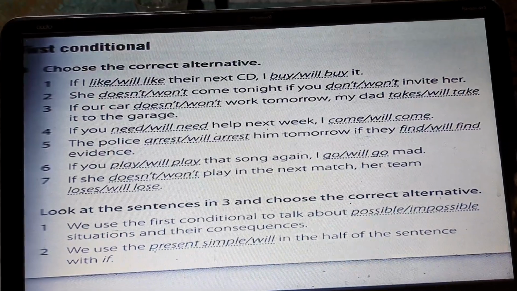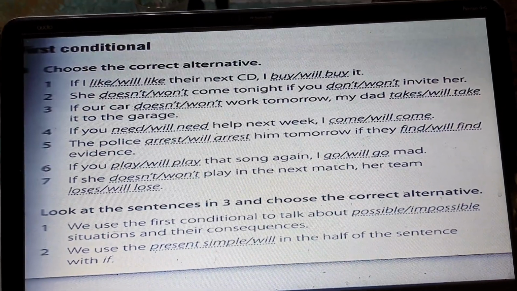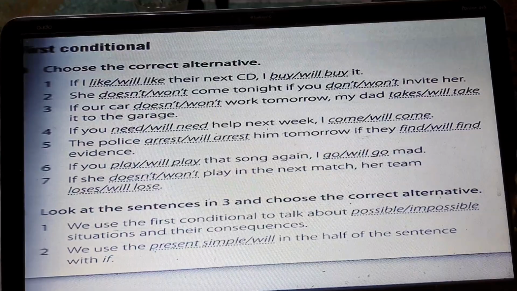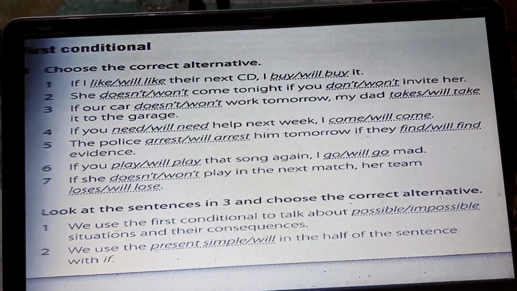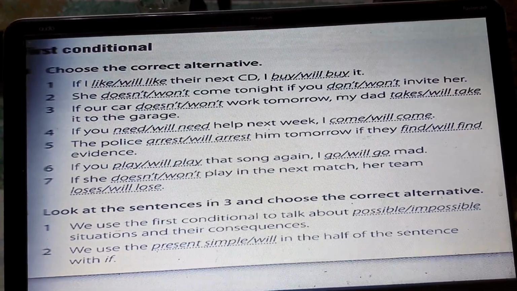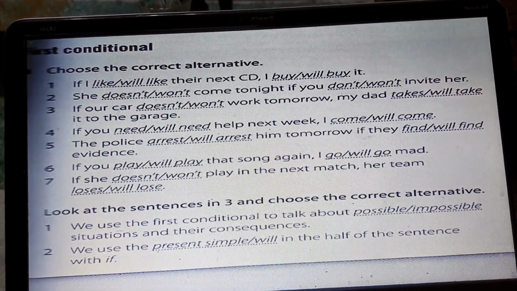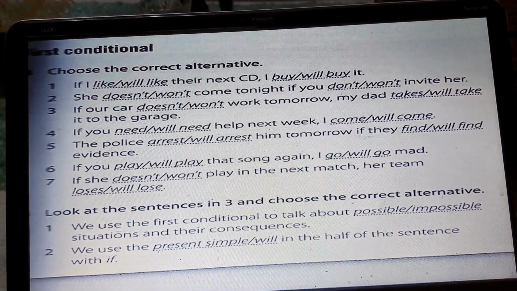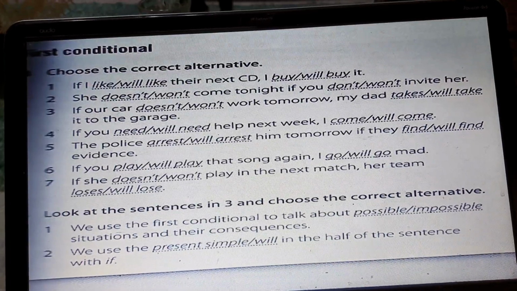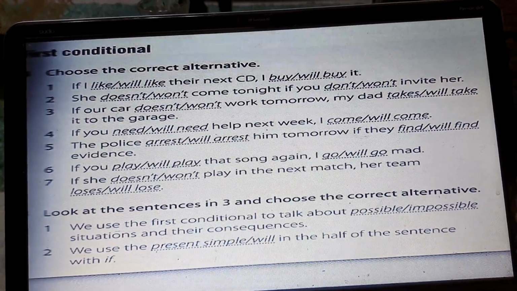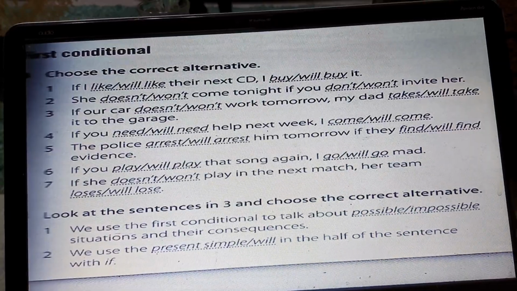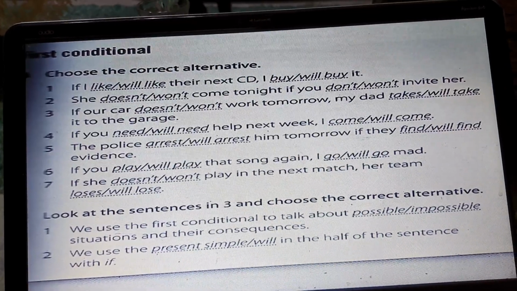Number 3. If our car doesn't or won't work tomorrow, we have a comma here. Don't forget this. My dad takes or will take it to the garage. If our car doesn't work tomorrow, because we can't use will with if. If our car doesn't work tomorrow, what will happen? My dad will take her to the garage.